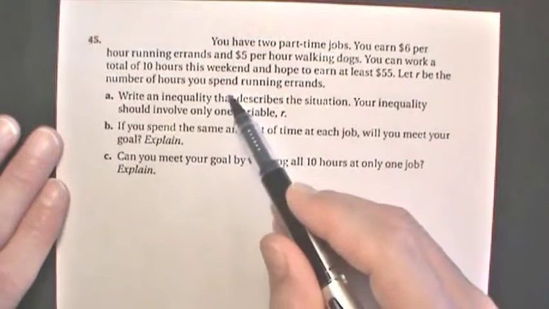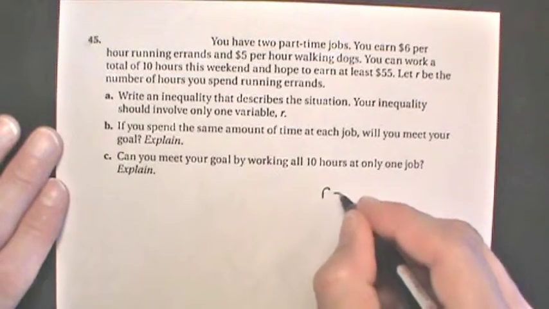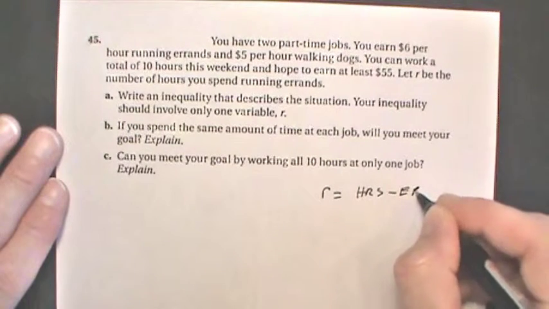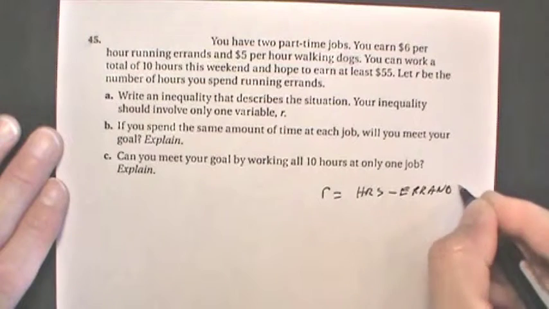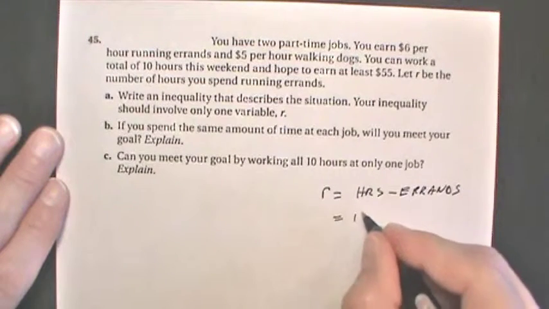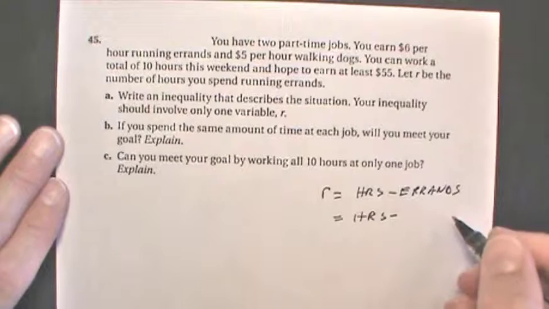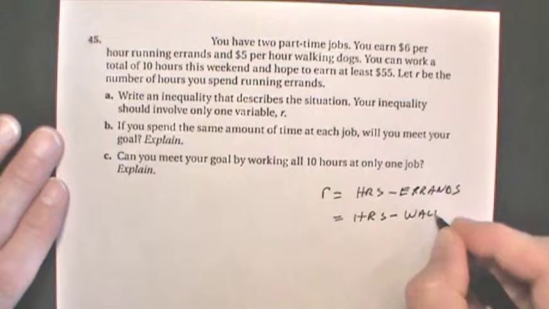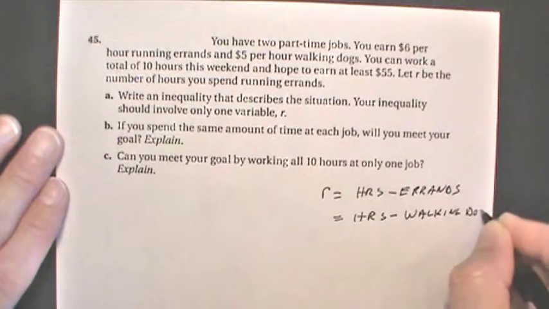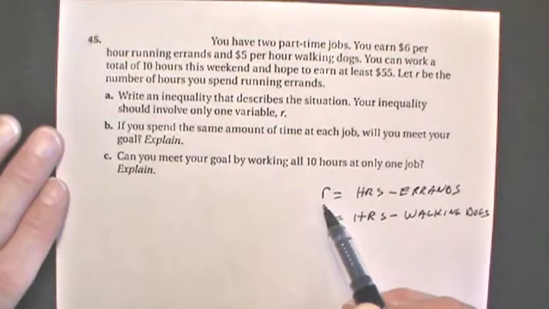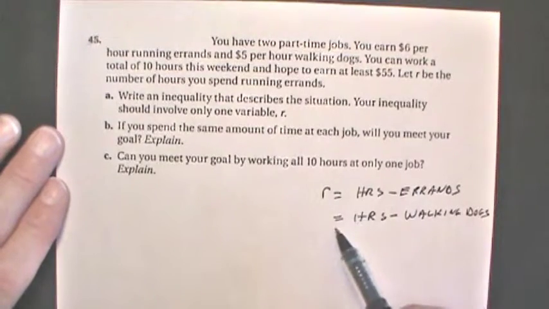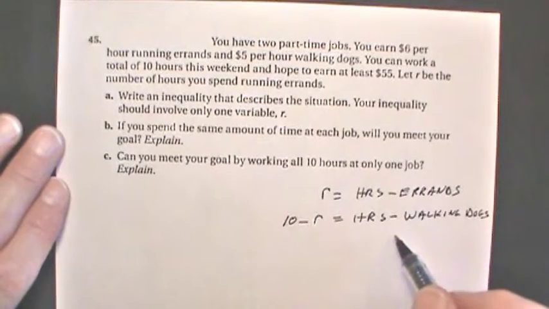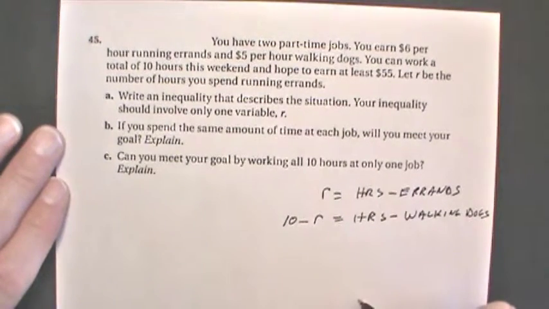So let R be the number of hours you spend running errands. So let's write that down. R equals hours, dash errands. We need to determine how many hours would be for walking dogs. So if R is the number of hours you're going to spend on errands, and you can work a maximum of 10 hours this weekend, 10 minus R will be the number of hours you can spend walking dogs.